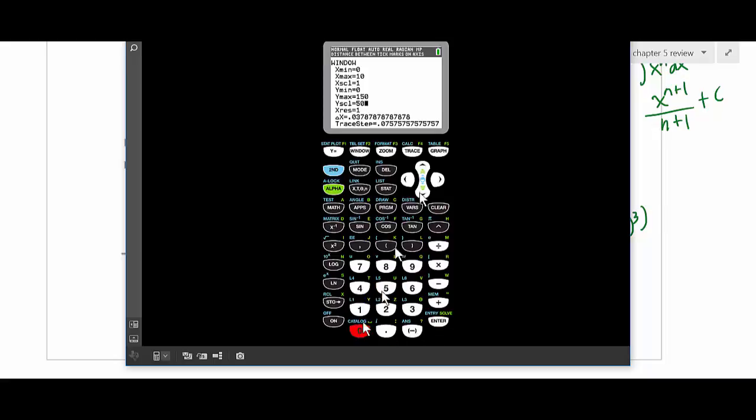So then if I type graph, I'll have the same curve that was on your handout. Okay, so if you want to check your answer, and this will come in handy in this class quite a bit, write this down if you need to: you go second trace, and there will be option number 7. That is the definite integral.